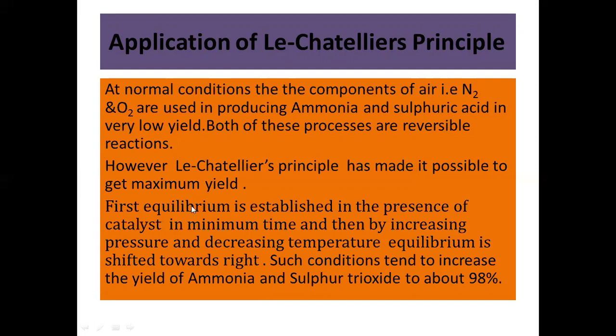How can we get maximum yield? First, equilibrium is established in the presence of catalyst in minimum time or in short time, and then by increasing pressure and decreasing temperature, equilibrium is shifted towards the right. Such conditions tend to increase the yield of ammonia and sulfur trioxide to about how many percent? 98%.